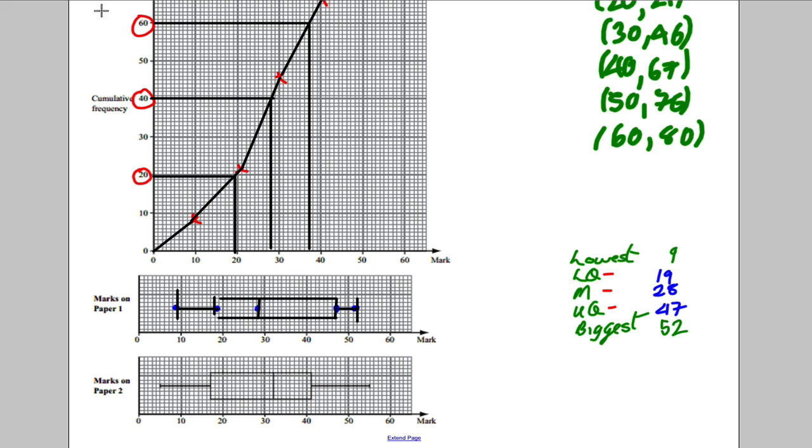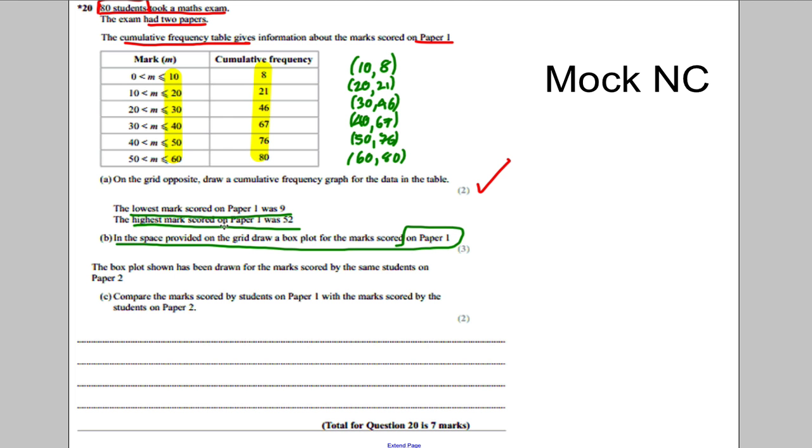Like that. A bit more careful than me, just a little bit more careful there than me. But that's all looking fairly good, and there we go. So, going back here, we have for 3 marks drawn the box plot.